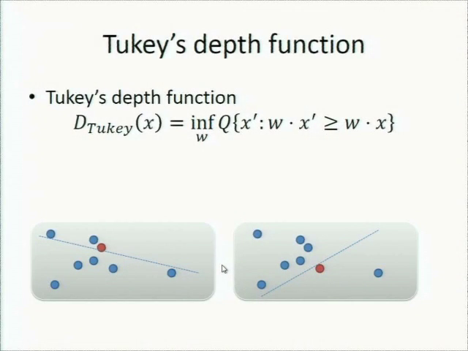So let's try to see if we can extend this definition to the multivariate case. When we move to the multivariate case, this is called the Tukey depth function and the Tukey median. So how do we define it in the multivariate case? Assume again I have this sample, but now it's two-dimensional.